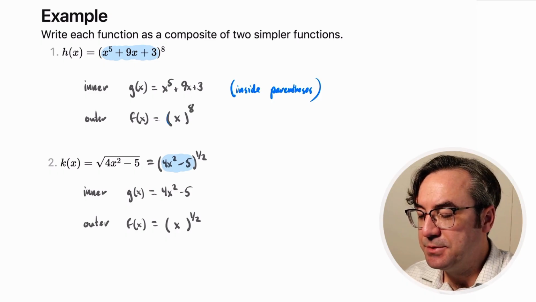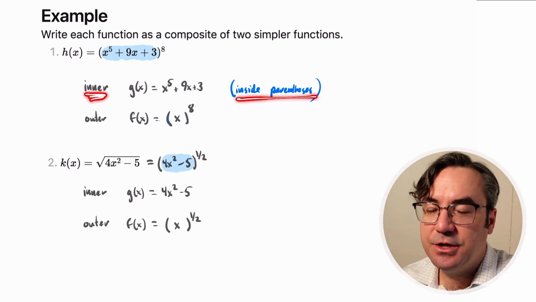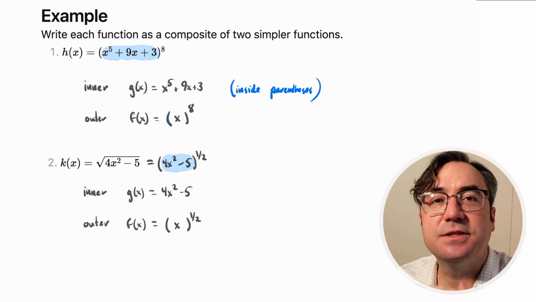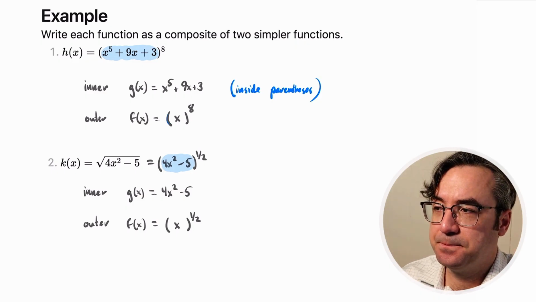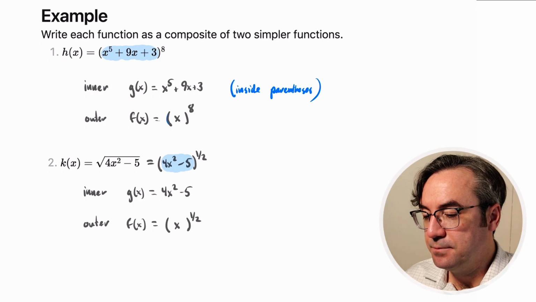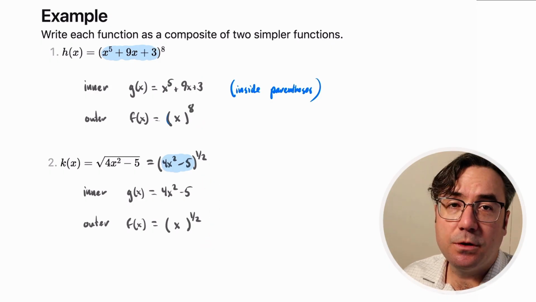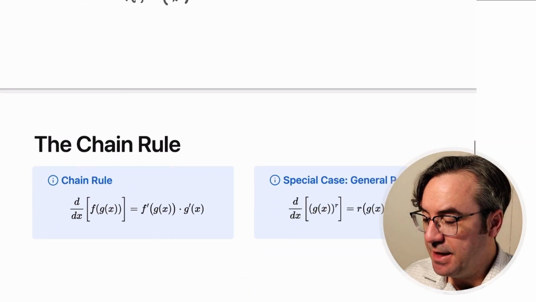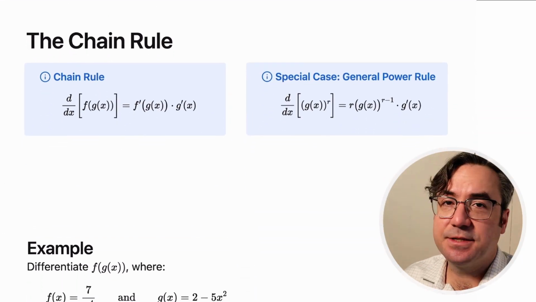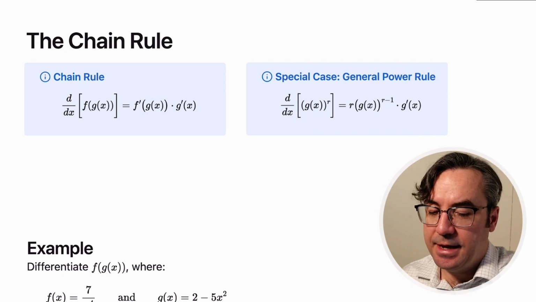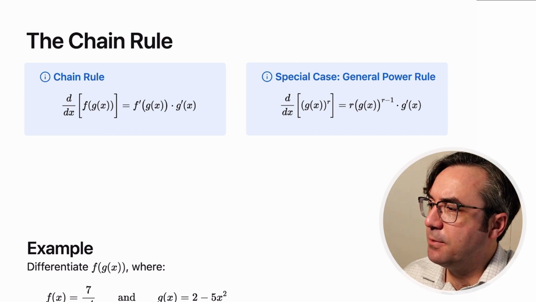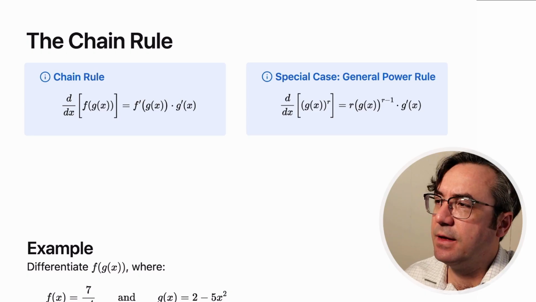So a lot of times, the way you identify the inner function is you look for the parentheses, and you look for what's in the parentheses. So we've got our two simpler functions in each of these. And what we're going to look at in class is how to differentiate these types of functions. We'll go through the rule right now, but we'll get some practice with it in class.